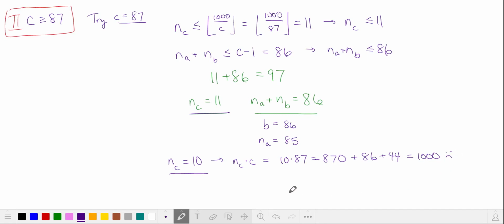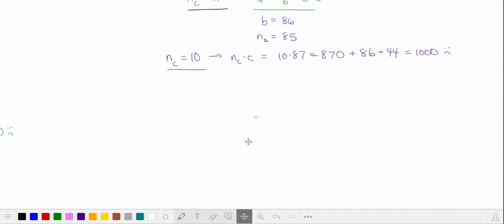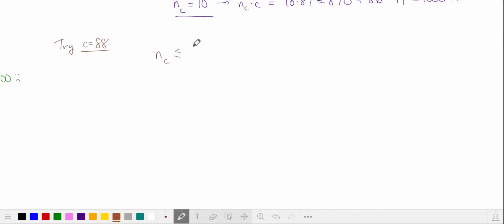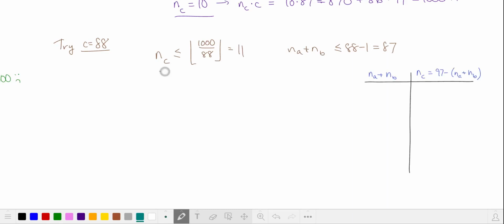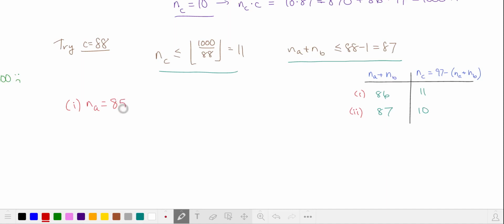So this case fails. Let's try C equals 88. Again, we'll plug into our inequalities. NC is less than or equal to 11, and NA plus NB is less than or equal to 87. With these inequalities, our possible values are 11 and 86, or 10 and 87. Let's try our first case. This means NA is 85, and B is 86 cents. And we have NC is equal to 11.